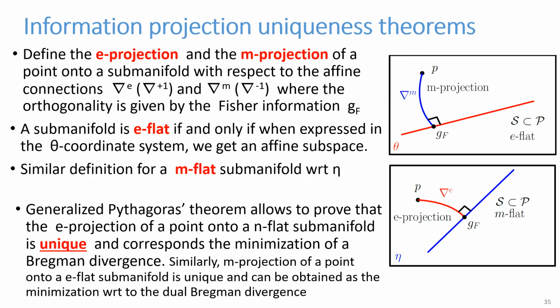When S is an m-flat, meaning that in the dual parameter space it is an affine subspace in the eta coordinates, we get uniqueness of the projection. The proof of uniqueness relies on the generalized Pythagoras theorem. Similarly, the M projection of a point P onto an E-flat is unique. Moreover, using the canonical Bregman divergences, we can show that these orthogonal E and M projections correspond to minimizing Bregman or dual Bregman divergences.